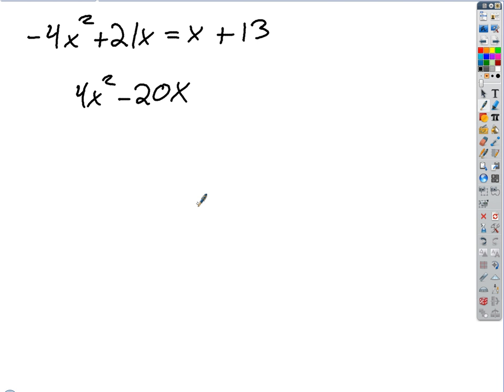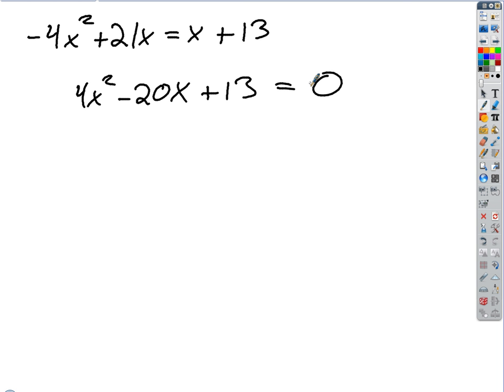Because I'm going to subtract 21x to get it on this side. I'm sorry, I did it the other way. Plus 13 equals 0, or equals 0 on this side, but let's just put the 0 over there instead. Okay, we good? All right, so now remember, to complete the square, we just want to get x squared plus bx by itself, right?